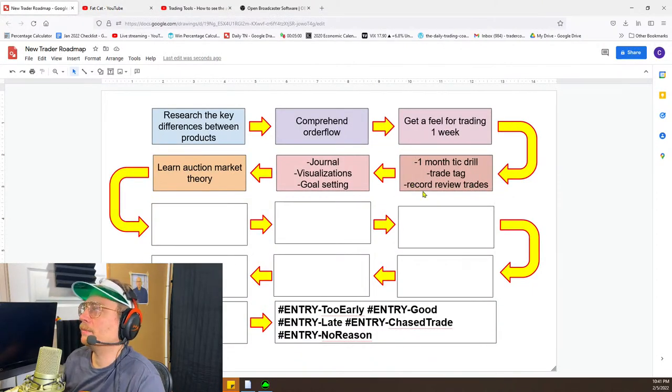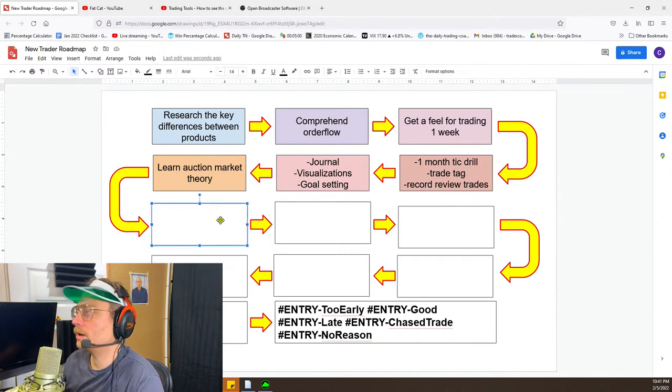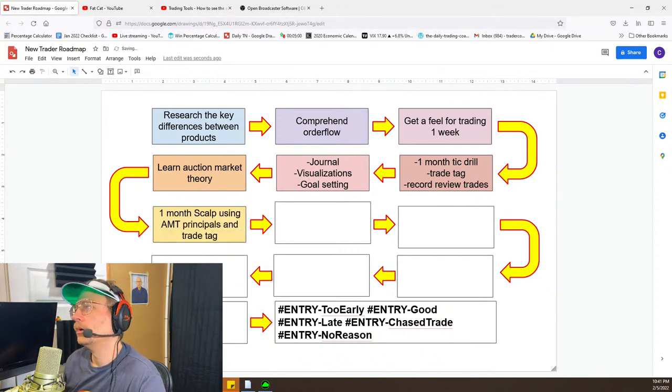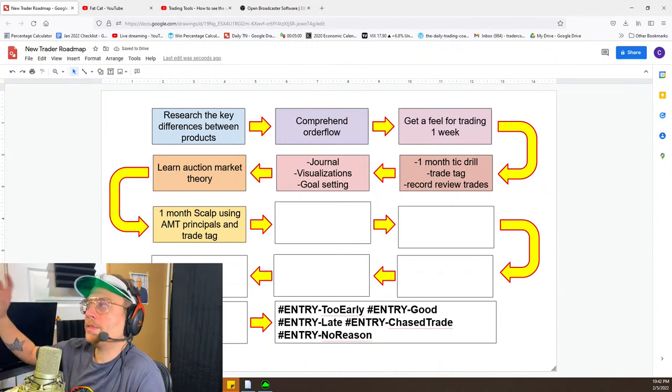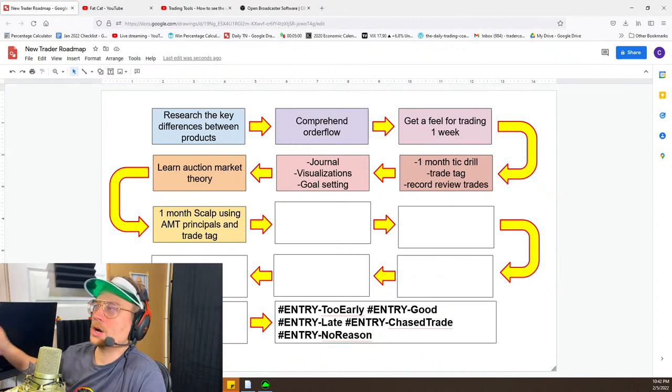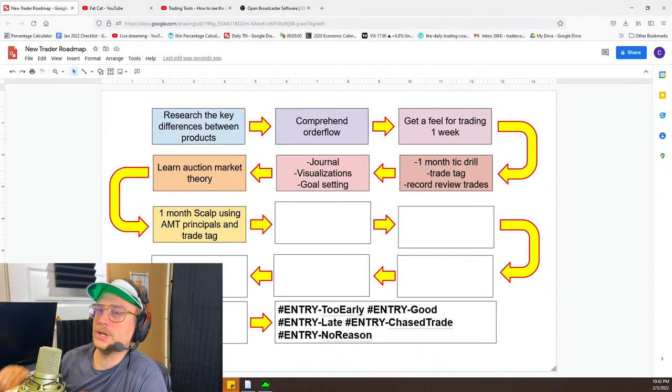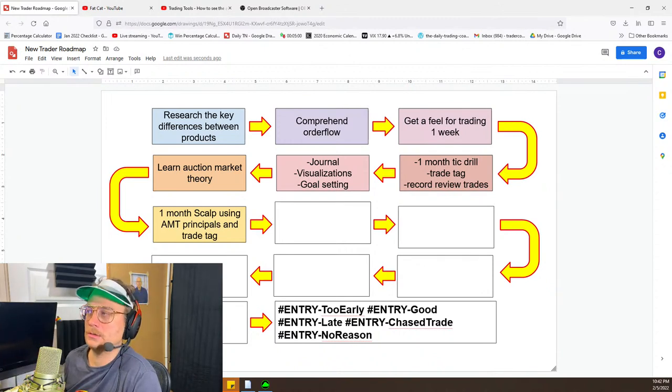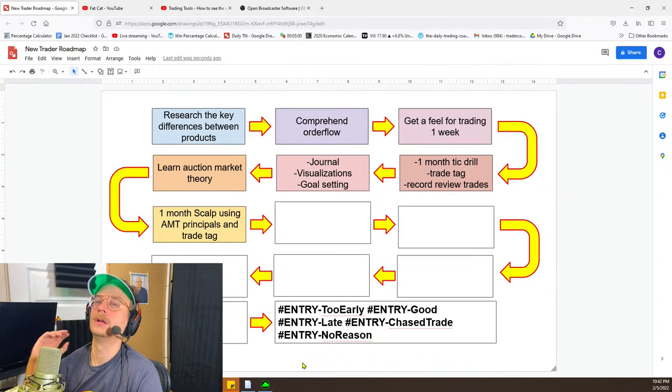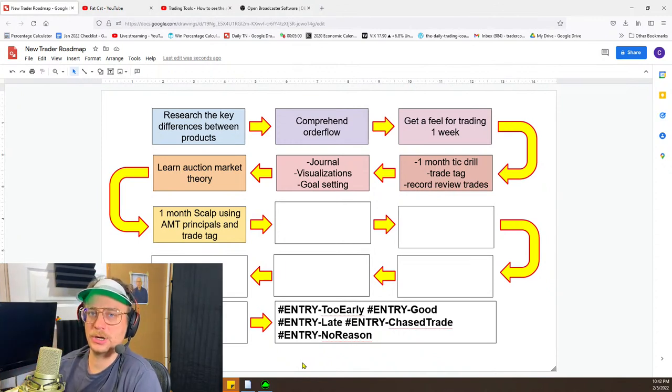In the meantime, you want to not learn auction market theory until after the month of tick drilling. Okay, where do we go next? So you want to do 1 month of scalping using auction market theory principles, and you want to trade your tags. Oh, okay. So now you want to start to look at charts. Now you want to start to attempt to scalp and not pick up a tick.